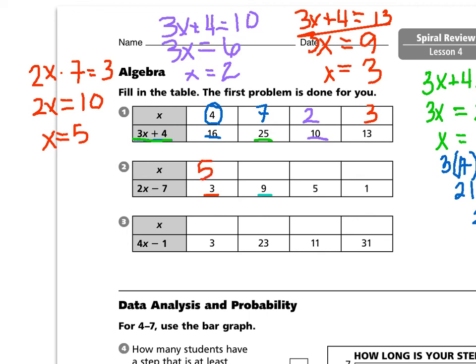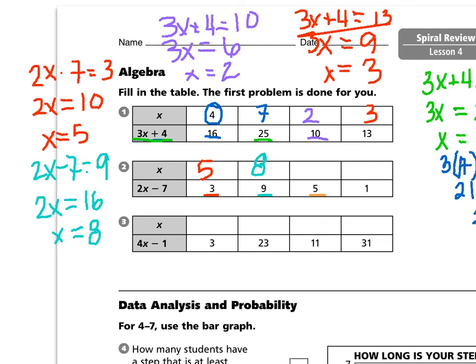Do the same thing using 9, where you have 2x minus 7 equals 9. Minus 7 is the inverse, so it would be plus 7, so 9 plus 7 is 16, so you have 2x equals 16. And then 2 times x, the inverse would be divide by 2, so 16 divided by 2 equals 8.